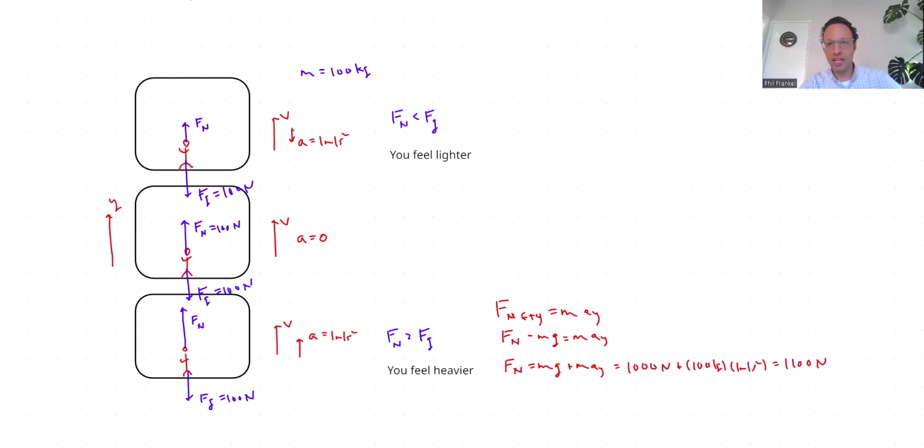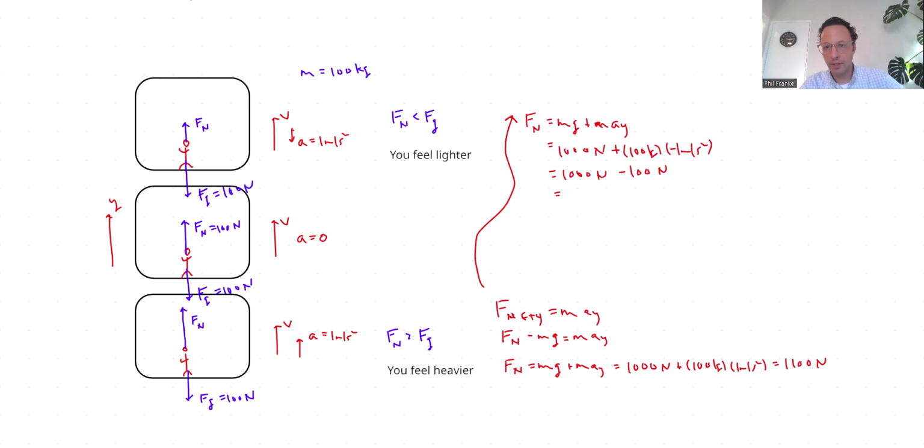If we were to do the same analysis up here, we would end up, after applying Newton's second law, with the same exact expression for the normal force. But this time, when we add their mass times their acceleration, it is negative. It's downward, -1 meter per second squared. So the normal force on their feet will be 1,000 newtons minus 100 newtons, which will equal 900 newtons. Now the person feels 10% lighter than usual.